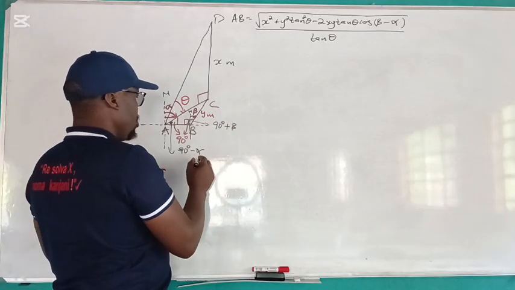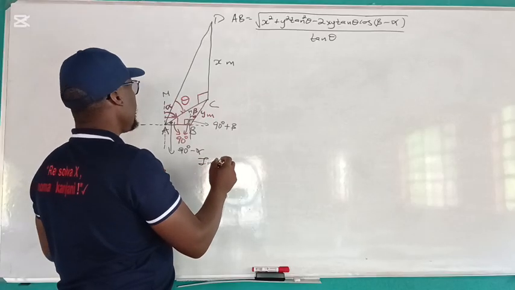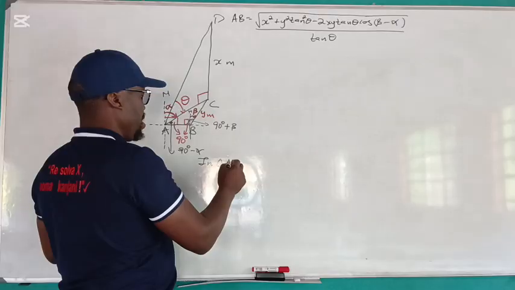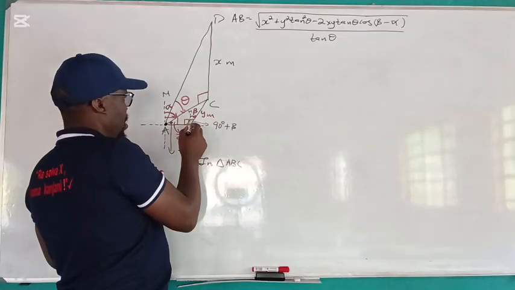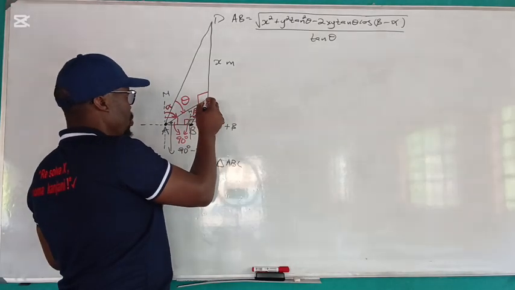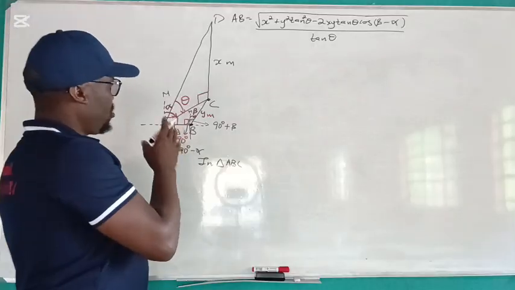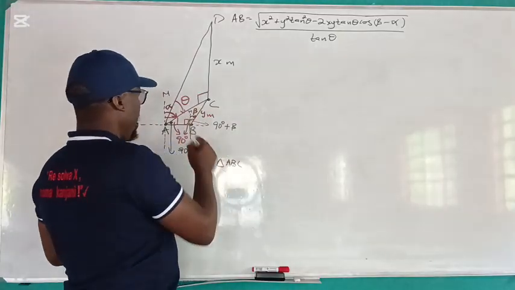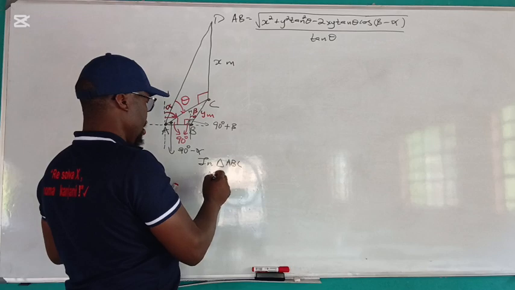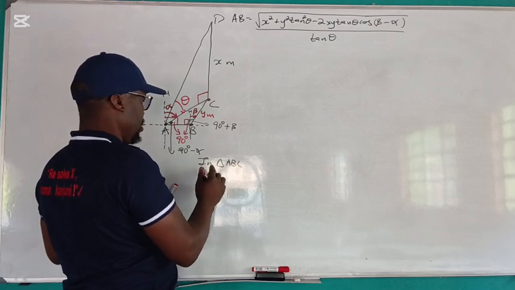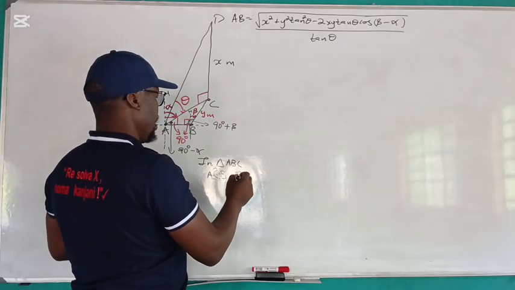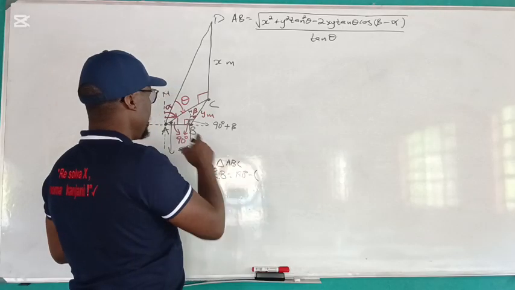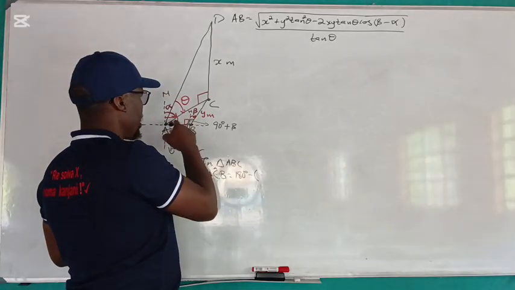Now, in triangle ABC, we're going to find that angle ACB is equal to 180 degrees minus the sum of these two angles.